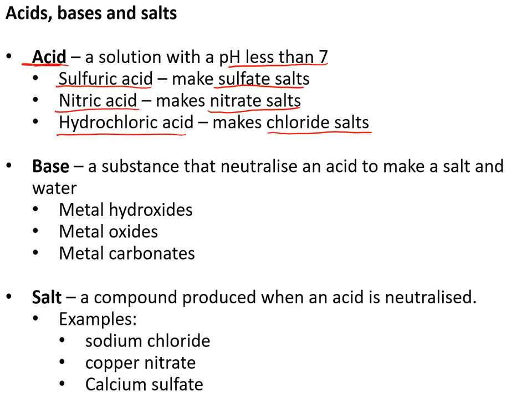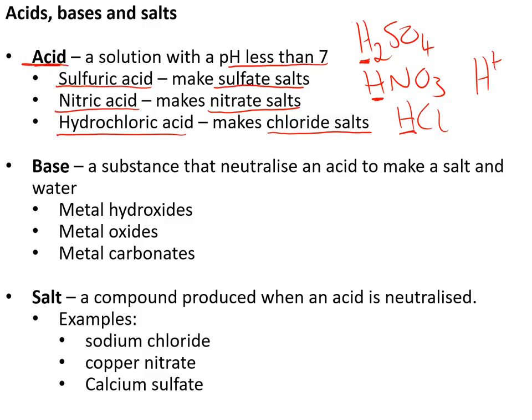In terms of their formulas, sulfuric acid is H2SO4. Nitric acid is HNO3 and hydrochloric acid is HCl. Note they've all got this H in there. That's because when they dissolve, they make hydrogen ions, H+, and that is the thing that actually makes them acids.